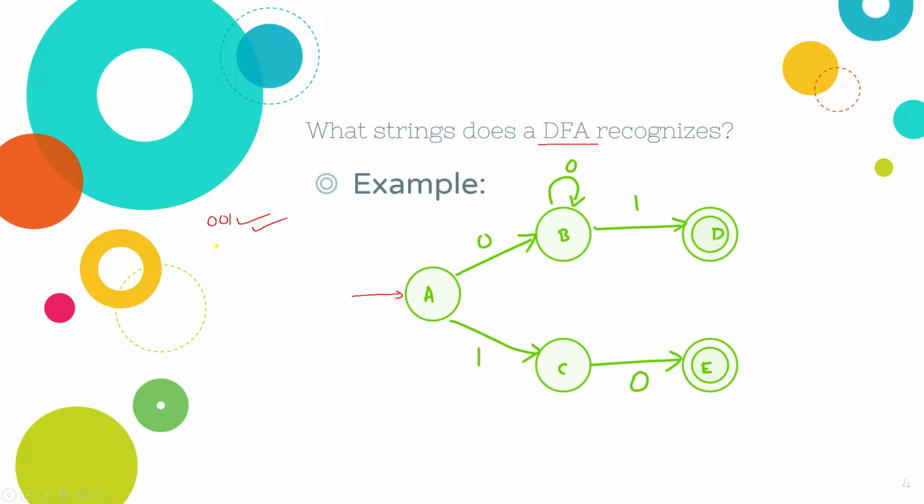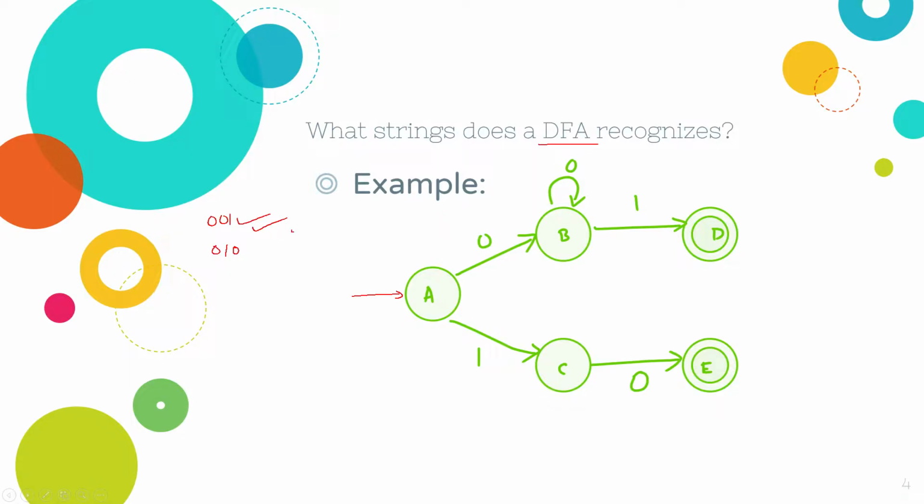What about a string like 0, 1, 0? What happens over there? Well, you go from state A. When you get a 0, you go to state B. You get a 1, you go to state D. But what after that? Nothing is mentioned right over here. So till now we don't know what happens.